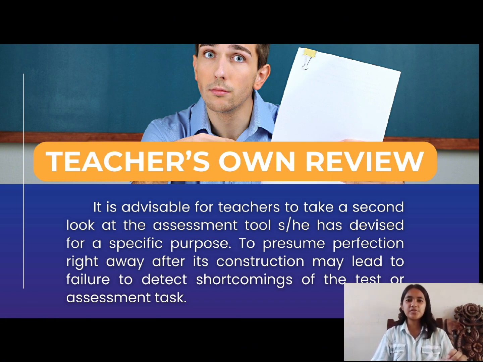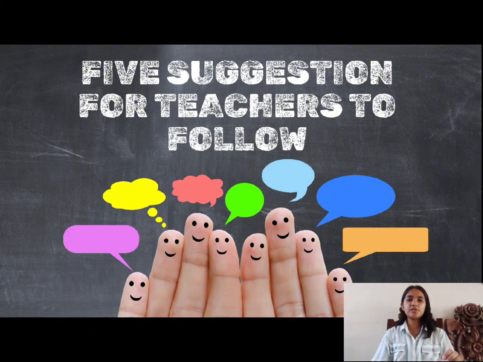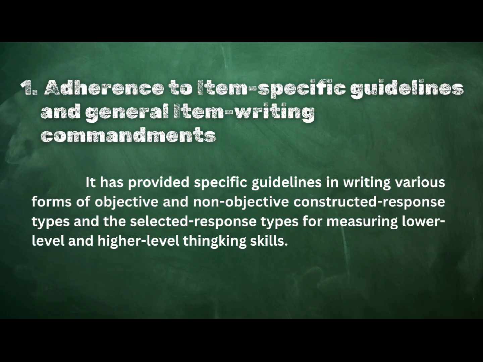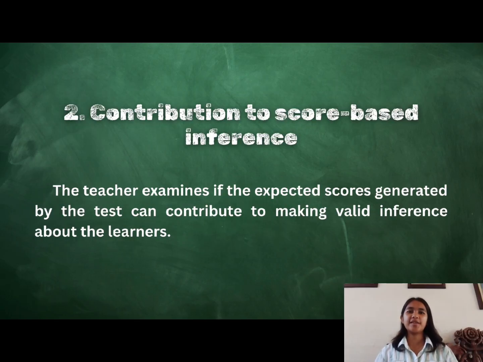Because if they presume perfection right away after the construction, it may lead to failure to detect shortcomings of the test. That's why Popham gives 5 suggestions for teachers to follow in exercising judgment. So number 1 is the adherence to item-specific guidelines and general item writing commandments. Here, the teacher should follow the specific guidelines for measuring the lower level and the higher level thinking skills, because these guidelines will help them to check how good the item has been planned and written, particularly in the alignment to intended instructional outcome.